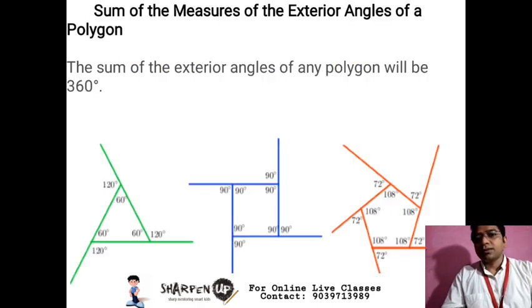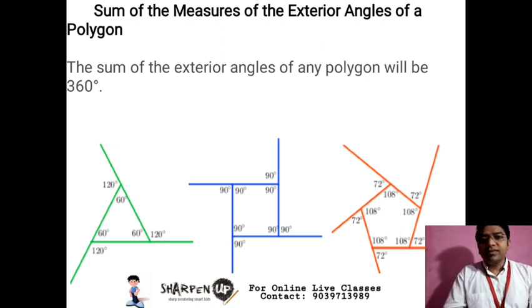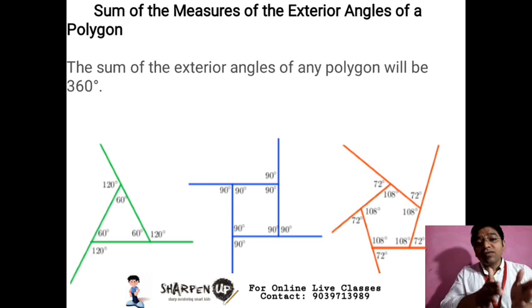Exterior angles of a polygon. The sum of the exterior angles of any polygon will be 360, regardless of the number of sides. That means it doesn't matter how many sides a polygon has, the sum of all the exterior angles of any polygon is 360. So today we learned about curves, polygons, sum of interior angles, and exterior angles.